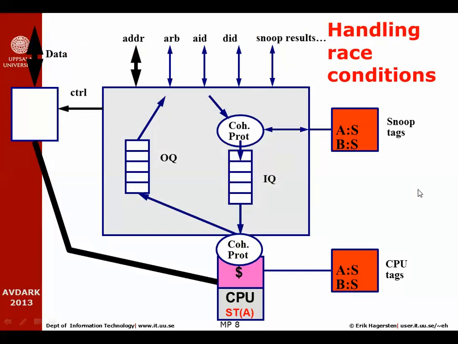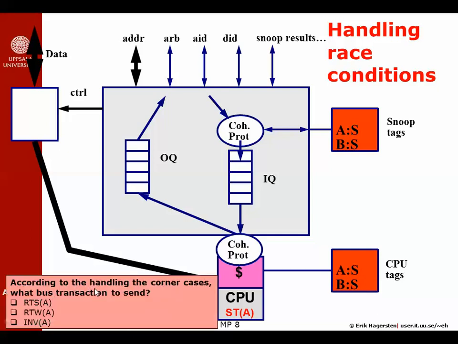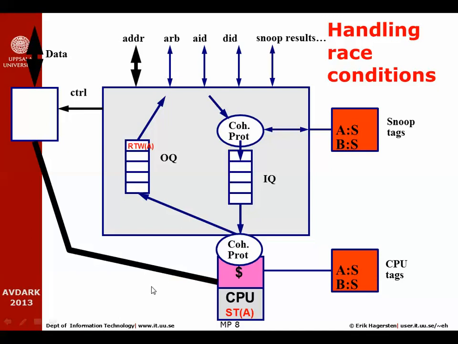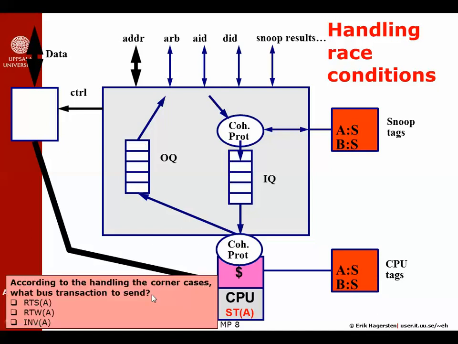So after that long monologue going through all the different fixes for corner cases, let's take a look at exactly the same corner case as we studied before. So we once more would like to perform a store operation to a cache line A, and we have that cache line in state shared. According to these new rules, what transaction should be sent on the bus? What transaction should be sent on the bus to handle that corner case?